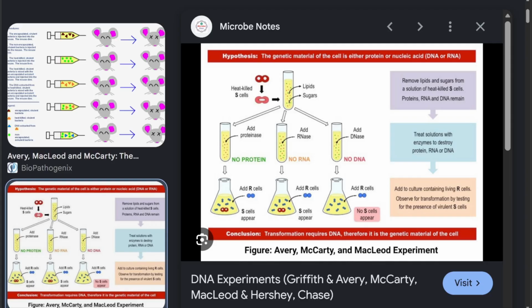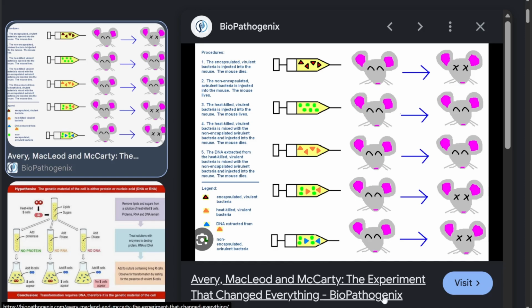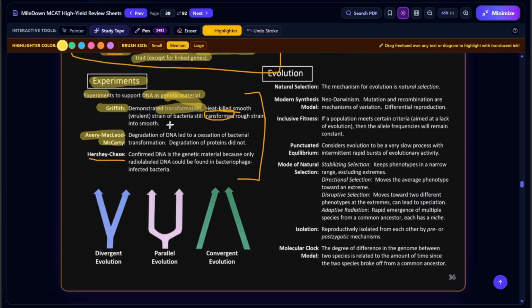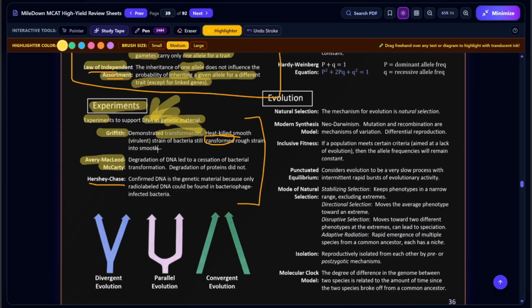The takeaway from that study was that DNA was the reason the message passed along, that the dead bacteria was harmful because of DNA. So they found that DNA is the genetic material that can be inherited. Hershey and Chase confirmed that DNA is genetic material because only radiolabeled DNA could be found in the bacteriophage's bacteria. So we'll go over that.